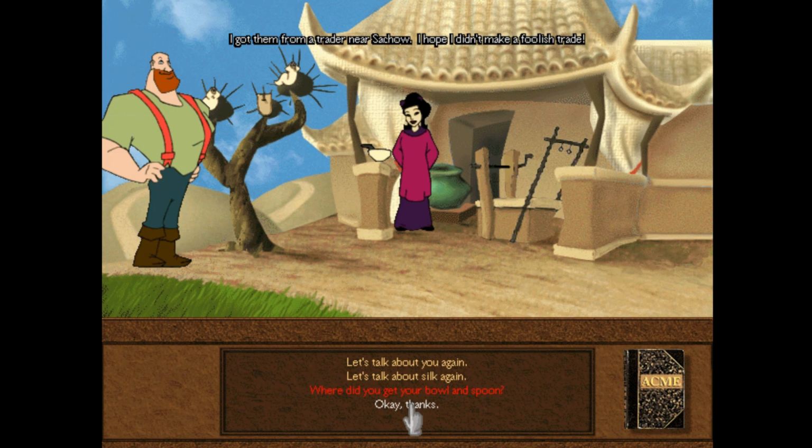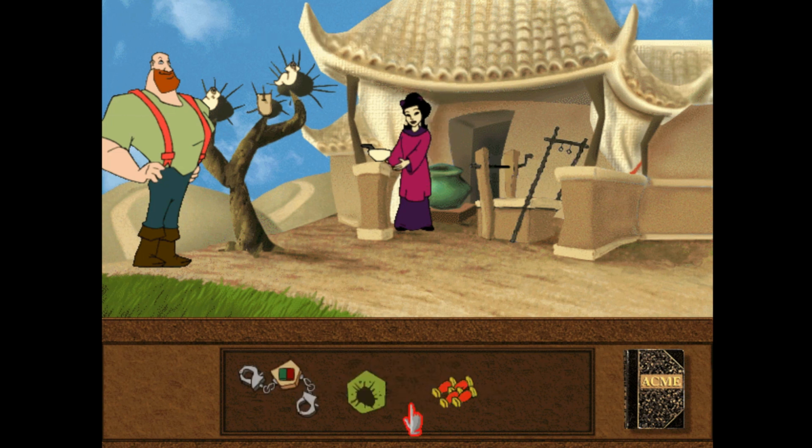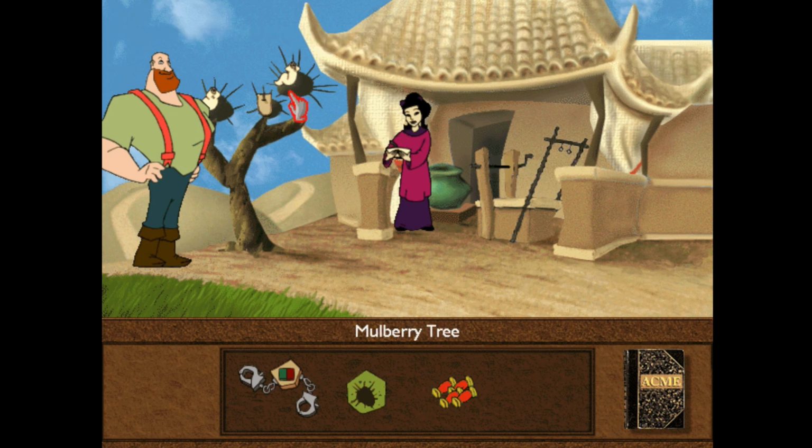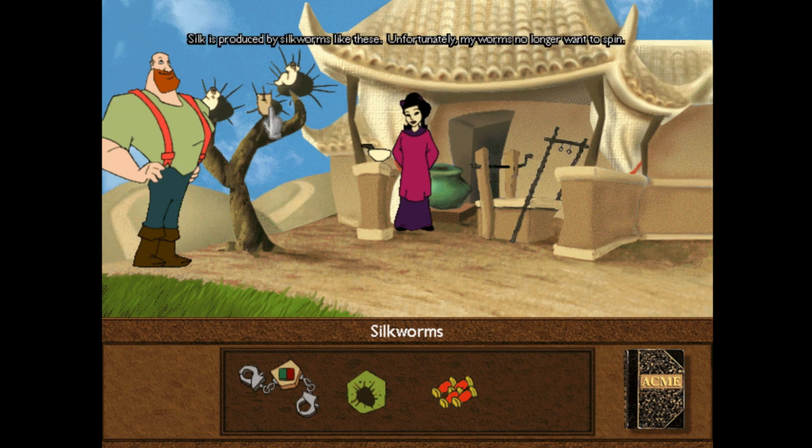I got them from a trader near Sachao. I hope I didn't make a foolish trade. My weaving wheel is sadly idle for lack of silk thread. I see you want some wonton soup, but I have only enough for one. The first compasses were made by floating a spoon in a bowl of liquid. The spoon was made from a magnetic metal called a lodestone, which always spins to point north. The mulberry tree is quite bare of leaves. My worms are hearty eaters. Silk is produced by silkworms like these. Unfortunately, my worms no longer want to spin.